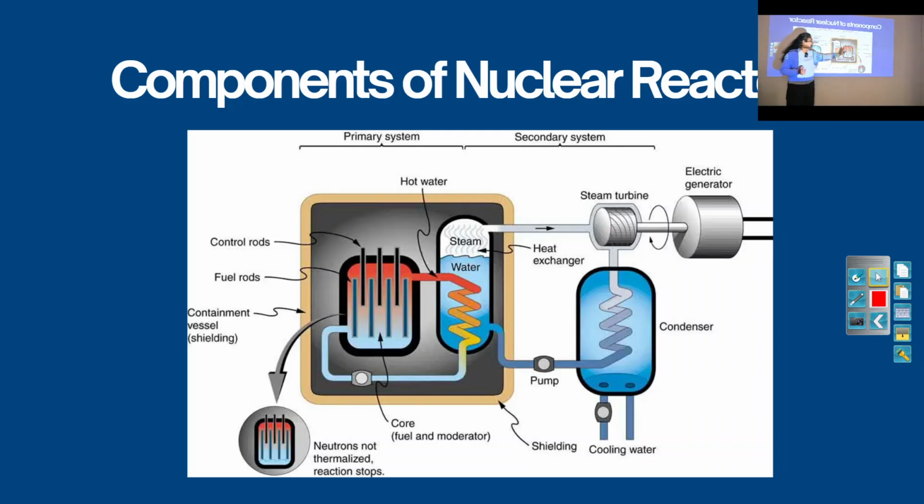For that we use these control rods, which will absorb the neutrons, so that it will not lead into further fission; an uncontrollable fission reaction will not happen. These control rods are mainly made up of cadmium. So we use cadmium to absorb these neutrons.